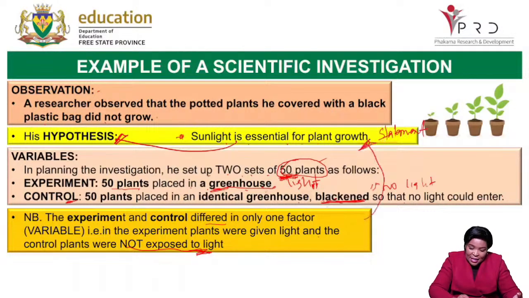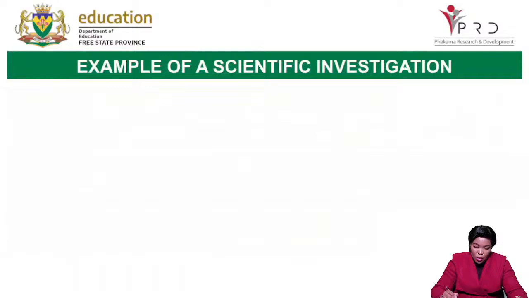For these plants, sunlight is essential for their growth, because the ones that were exposed to light were able to grow. However, the ones that were blackened were not able to grow. So you see, he was able to do this simple experiment in life sciences as a scientific investigation. So that is what you can do.